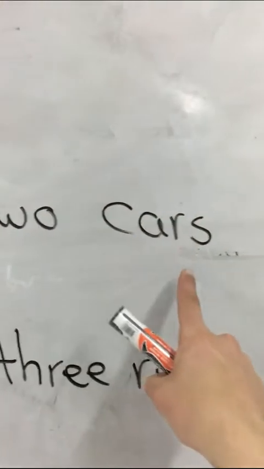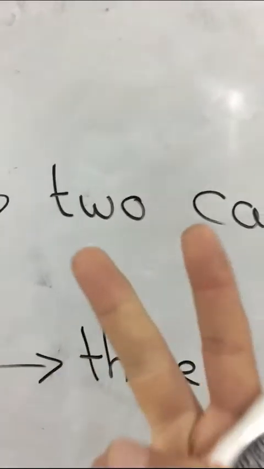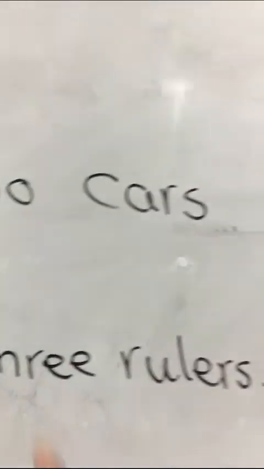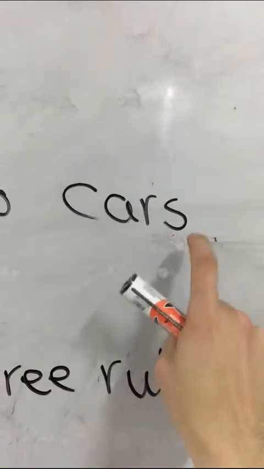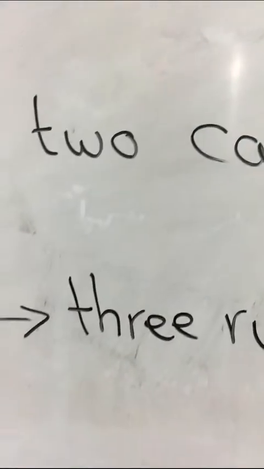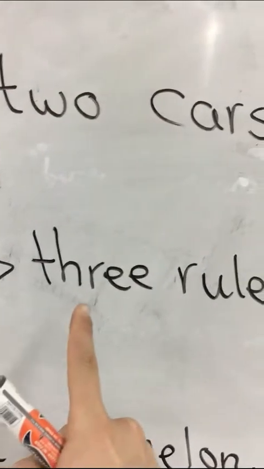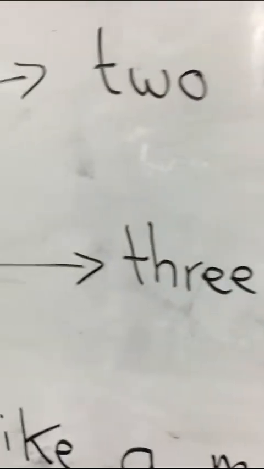Let's take a look here. Two cars. Don't forget that two is plural. Can we say two car? No. Two cars. Don't forget to add S. Okay, guys? Three rulers.